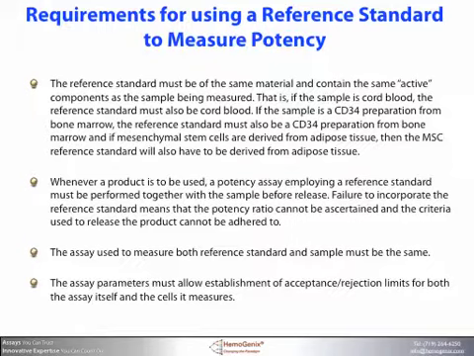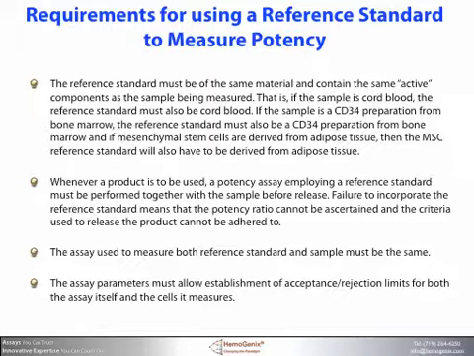Now, there are requirements for using a reference standard to measure potency. The reference standard must be of the same material and contain the same active components as the sample being measured. That is, if a sample is cord blood, the reference standard must also be cord blood. If the sample is a CD34 preparation from bone marrow, the reference standard must also be a CD34 preparation from bone marrow. And if mesenchymal stem cells are derived from adipose tissue, for example, then the mesenchymal stem cell reference standard will also have to be derived from adipose tissue.